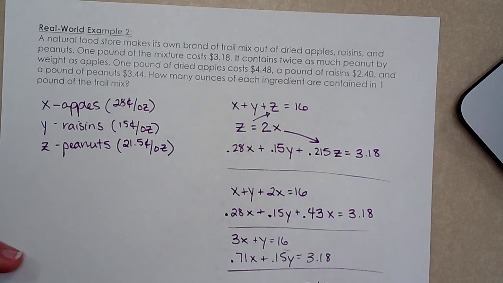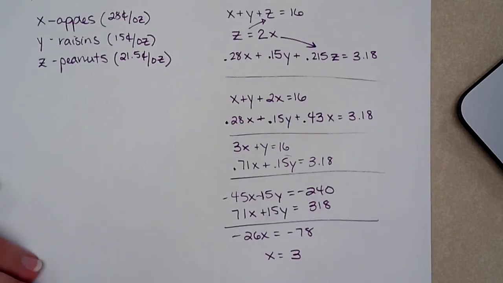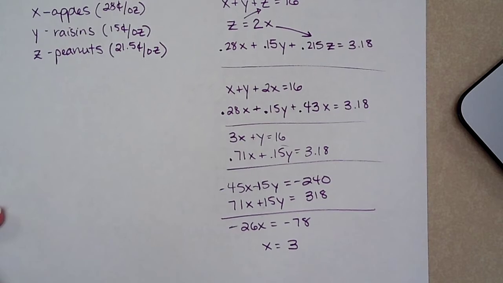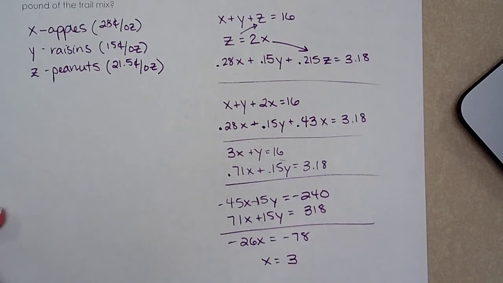Now those two cancel out. We're good to go. I'm left with negative 26x equals negative 78. Solve for x. I get x equals 3. Oh, it'd be nice if you could see what I was doing. I apologize. From here, it's just the plug and chug back into what we know.